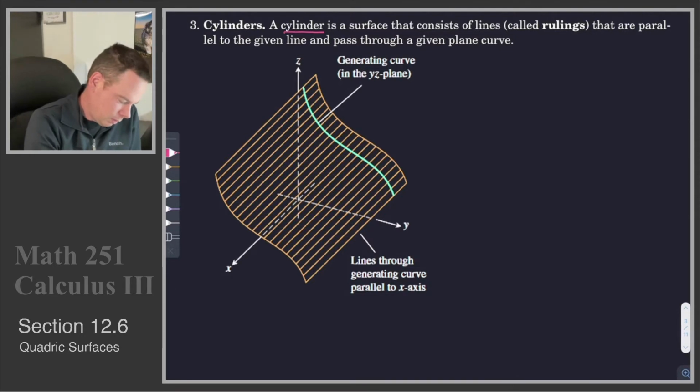So let's just identify. So here's a line. I'll draw this bottom one down here. There's a line.